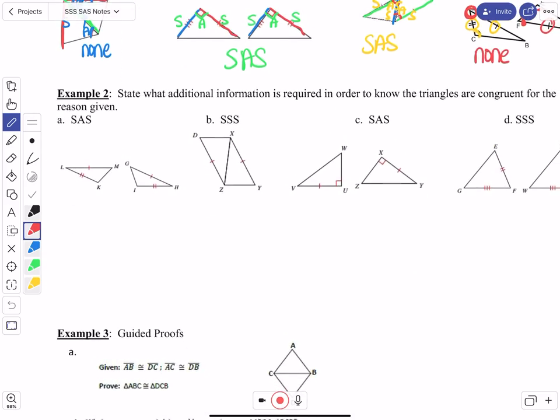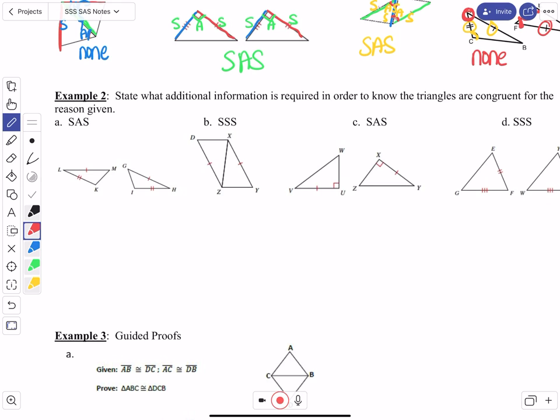Okay, example 2 says state what additional information is required in order to know the triangles are congruent for the reason given. So it wants us to use side, angle, side. We have two sides congruent in each triangle. We need the included angle, so we need the angle in between our two sides. So we need this angle and we need this angle. We need to know that angle L is congruent to angle H. That's what we need to know.